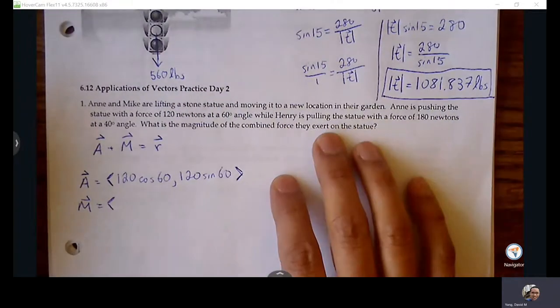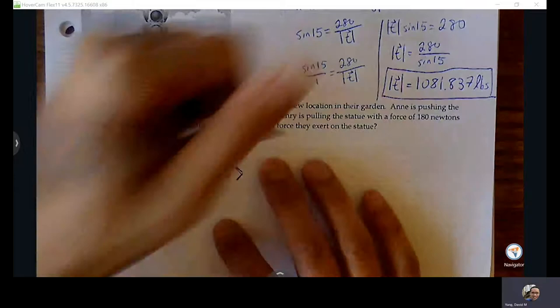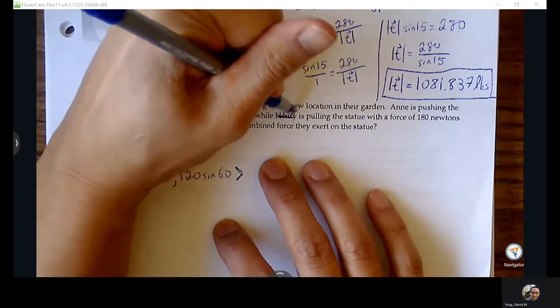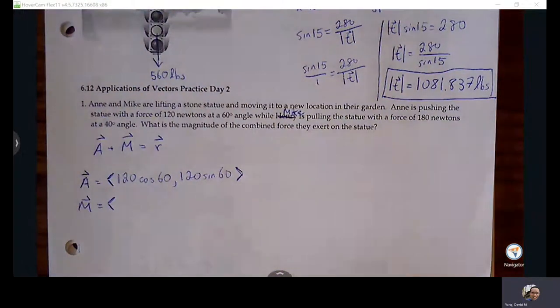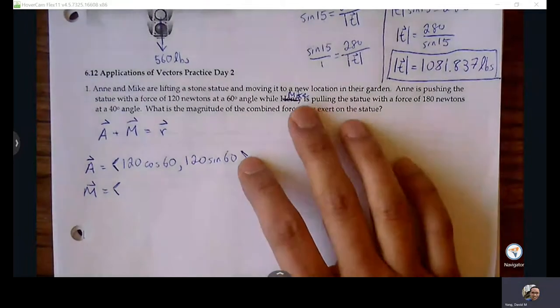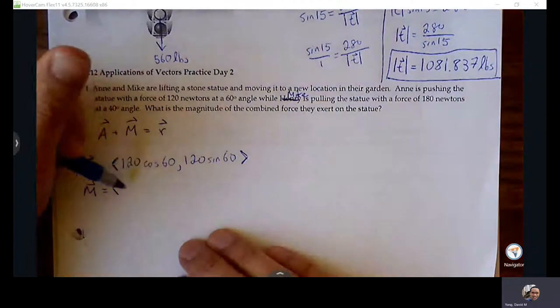Okay, for Mike, oh sorry. Sorry, the names got mixed up here. All right, so Anne and Mike, no Henry. So force of 108 newtons, 40 degree angle.